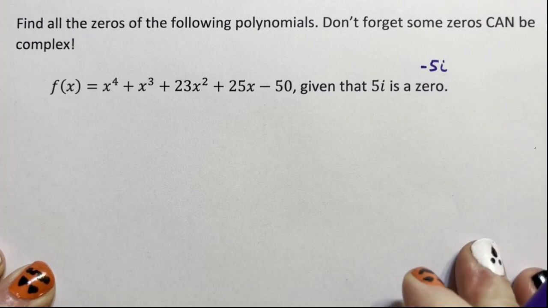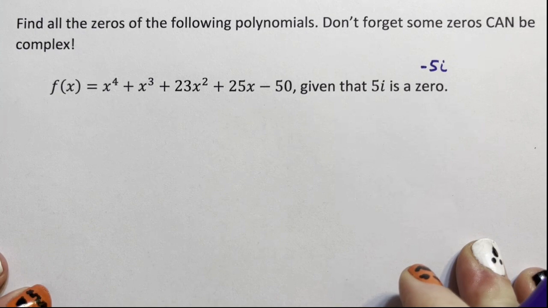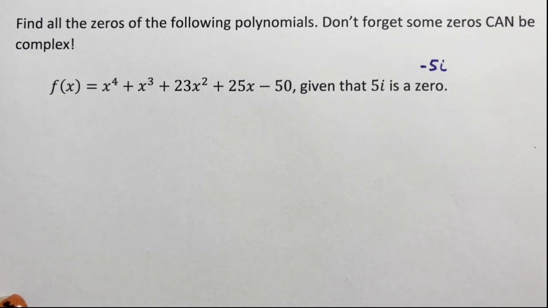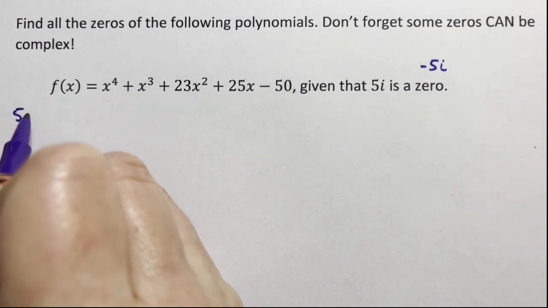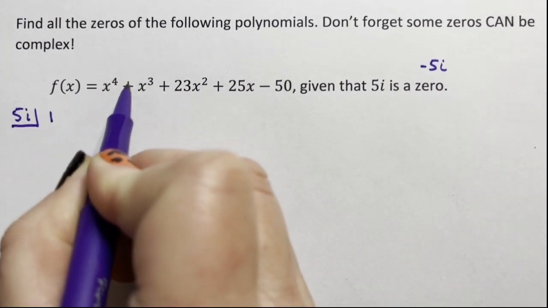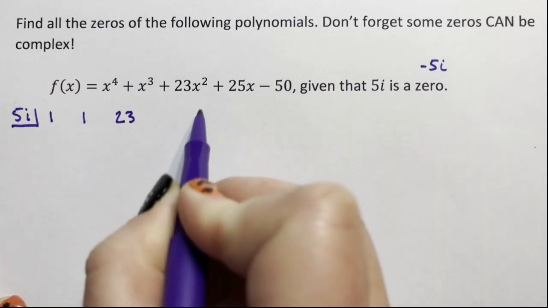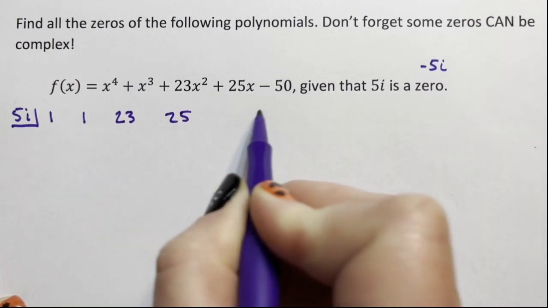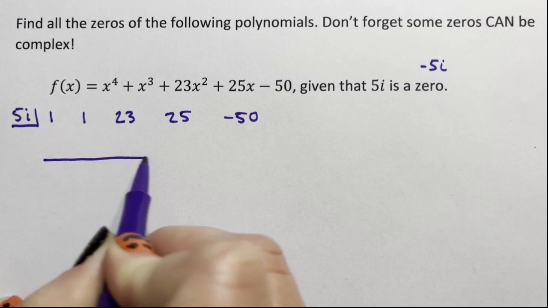All right, so we're going to do synthetic division to factor these two out, which is kind of trippy. I think doing synthetic division with imaginary zeros is just crazy. So if I take out 5i, my coefficients are 1x to the fourth, 1x cubed, 23x squared, 25x, and negative 50. I need to leave myself room. I always forget to do that when I'm doing this.